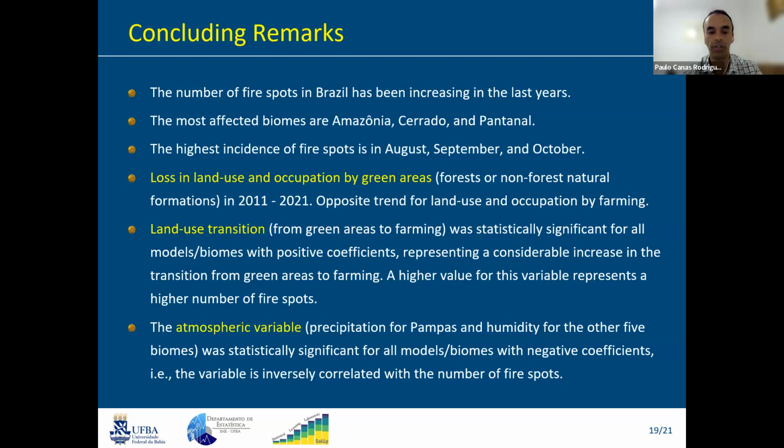In terms of the spatial temporal modeling, the land use transition from green areas to farming was significant in this model that we considered, with positive coefficients, meaning that a high transition from green areas to farming influences the number of fire spots positively, and the precipitation for Pampas and the humidity for the other biomes had a negative coefficient, meaning that it influenced negatively the number of fire spots. So those were the main conclusions here in this work.